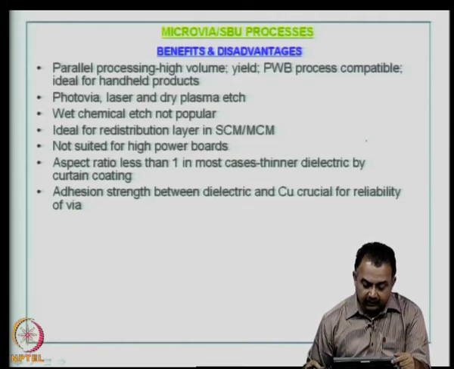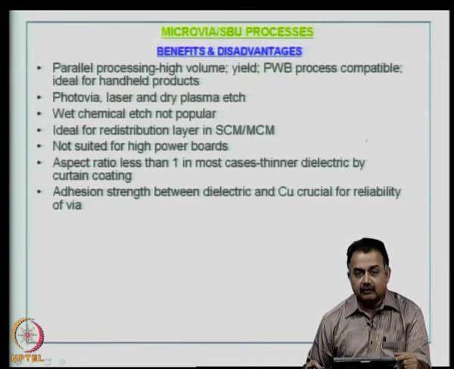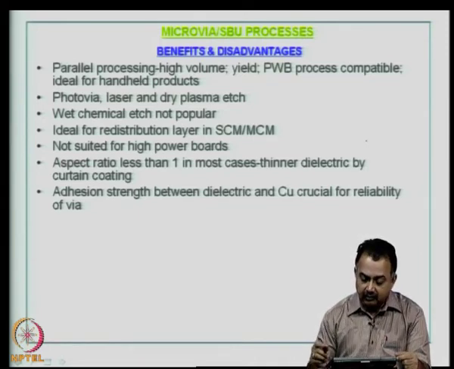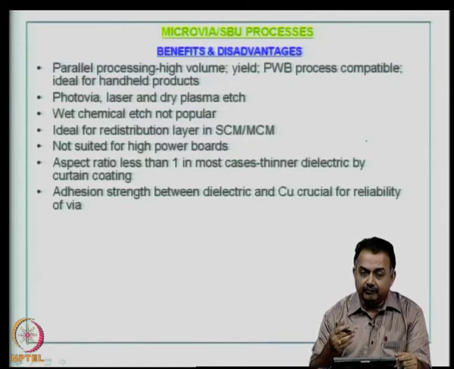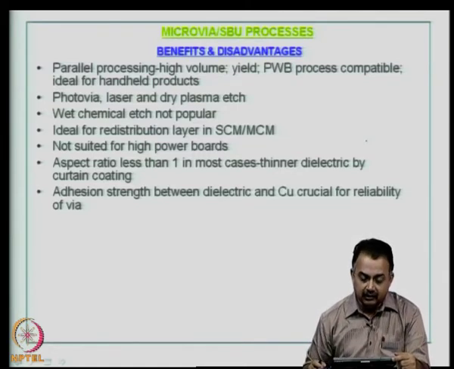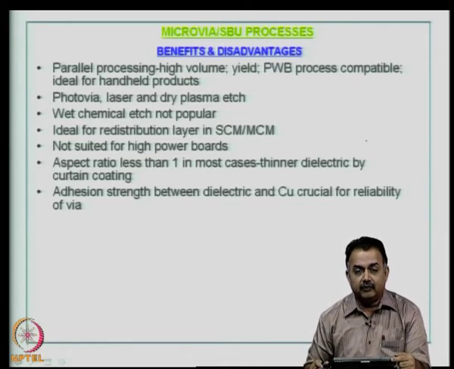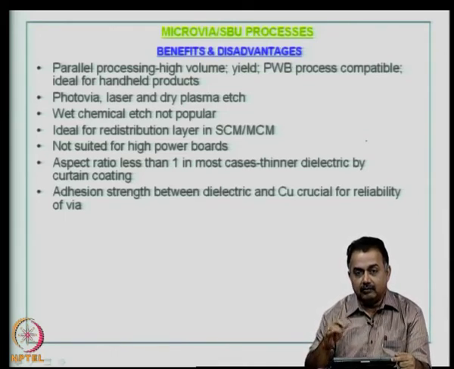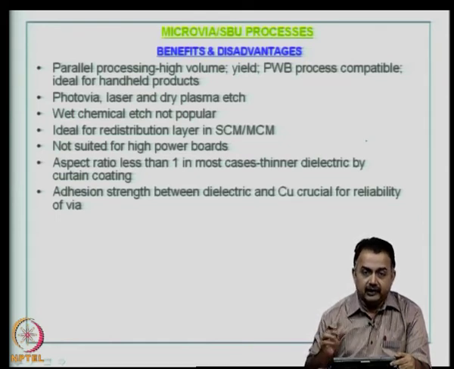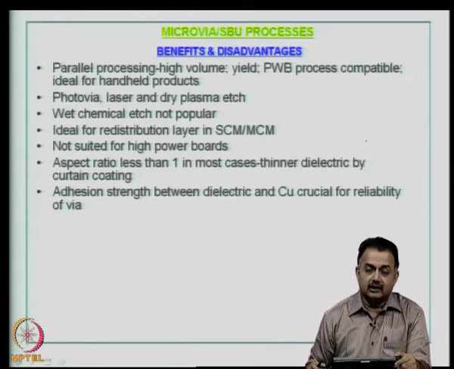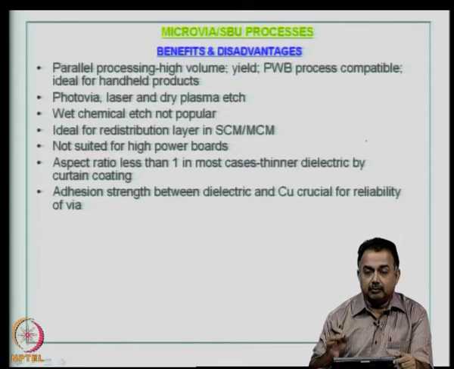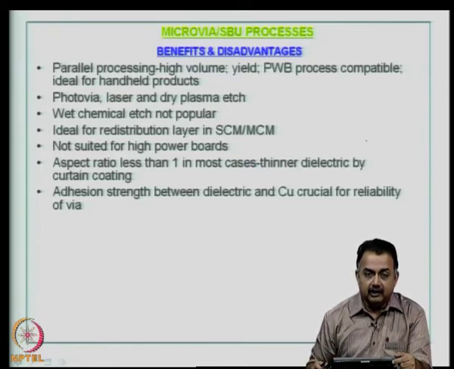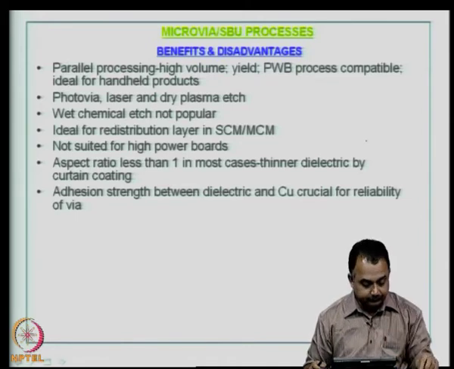Adhesion strength between dielectric and the copper is crucial for reliability of a microvia, because whenever you create a microvia and then try to do an electroless plating to wet the microvia and establish connection between the top and the bottom layer, you are defining the reliability of the board as such, because that is where the crucial functionality in terms of adhesion strength, the peel strength between the copper and the dielectric plays a major role in the stability of the board and also long shelf life of the board.